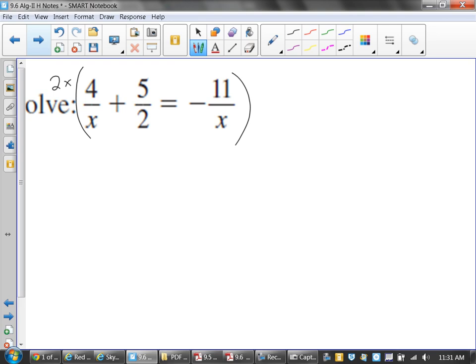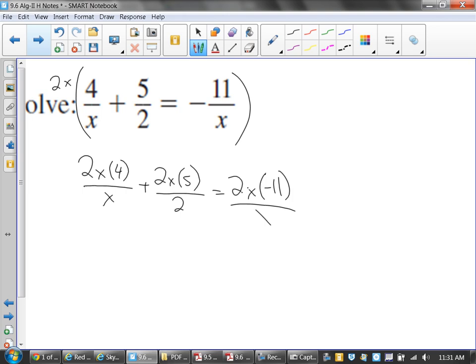All right, again, we identified the common denominator to be 2x. So by multiplying each term by 2x, we get 2x times 4 over x plus 2x times 5 over 2 is 2x times negative 11 over x. What you're able to do now is that you have 3 individual monomials. Each one of those can be simplified.